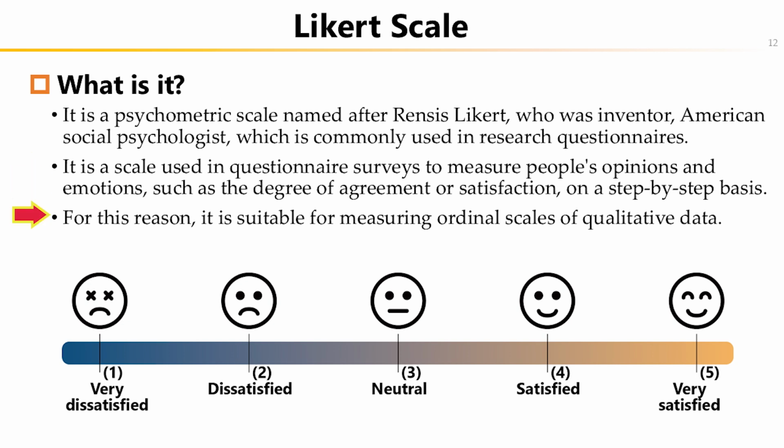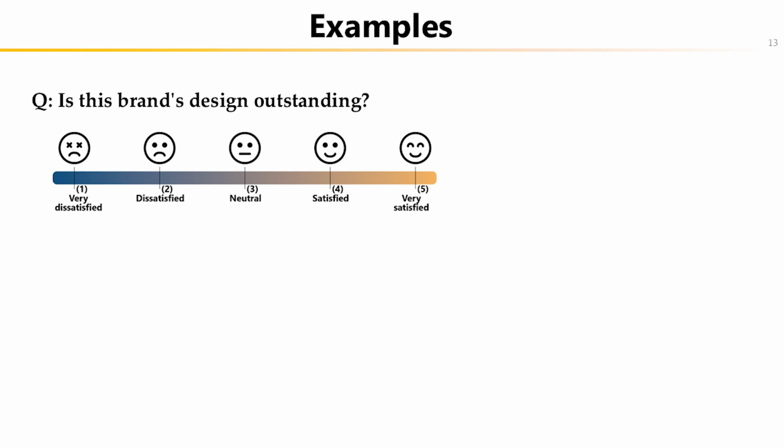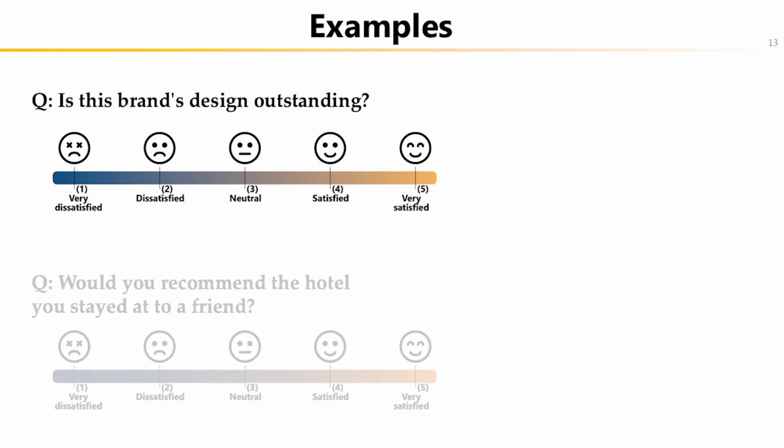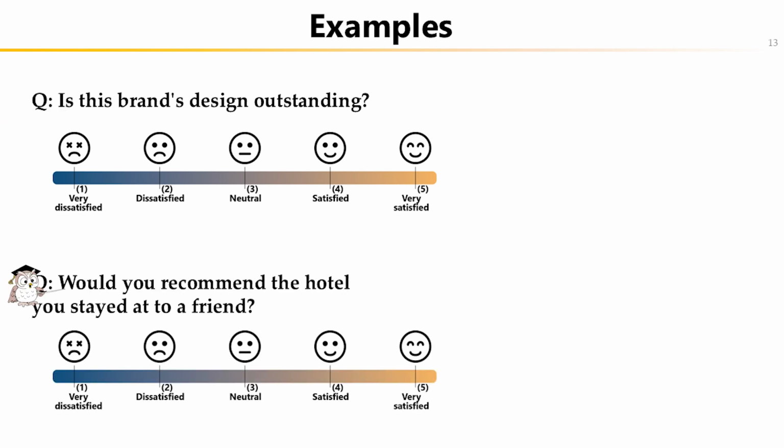For this reason, it is suitable for measuring ordinal scales of qualitative data. In this figure, the qualitative expressions of very dissatisfied, dissatisfied, neutral, satisfied, and very satisfied are expressed by numbers from 1 to 5. This page shows examples of Likert scale. The first question is, is this brand's design outstanding? The second question is, would you recommend the hotel you stayed at to a friend?